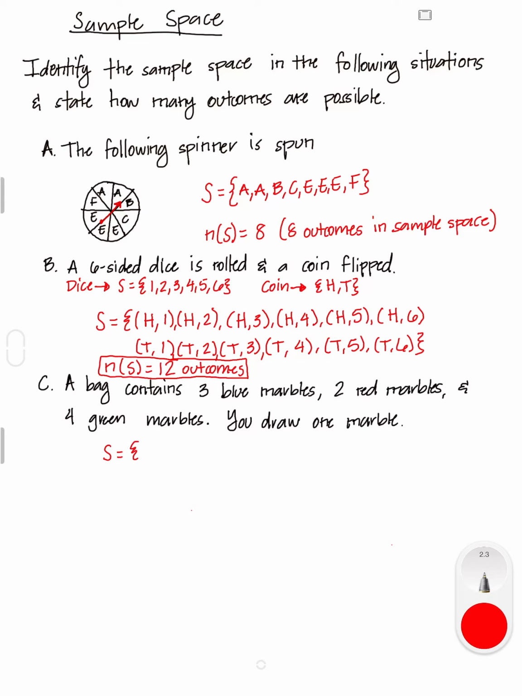Even though they're the same color, they're different. So I'm going to have blue, blue, and blue. So 3 blues. We have 2 reds, so R, R for red, and 4 green marbles. So green, green, green, and green. So the number of outcomes in the sample space is 1, 2, 3, 4, 5, 6, 7, 8, 9. So there's 9 different elements in the sample space for this particular situation. That means that there is a total number of 9 marbles inside of the bag.